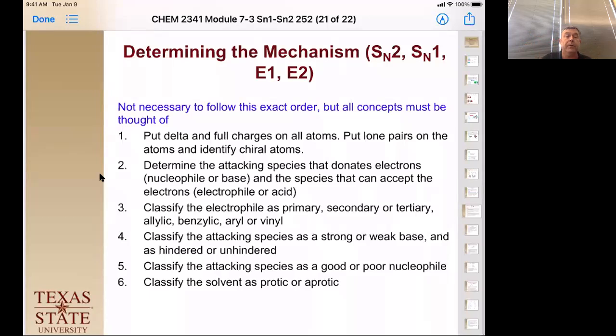Are we going to do a substitution or are we going to do an elimination? That's where we go to primary, secondary, tertiary, allylic, benzylic, aryl, and vinyl. Okay. So we talked about that where primary and secondary are going to favor substitutions. This is going to favor elimination. These are going to favor substitutions, and these aren't going to do anything at all.